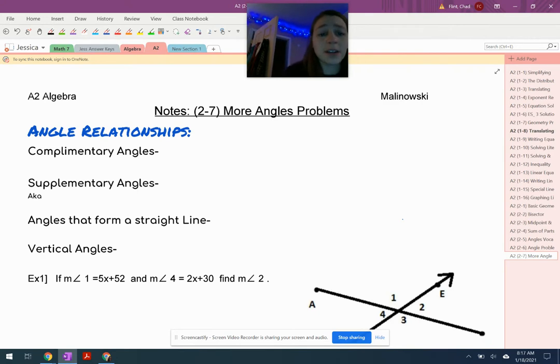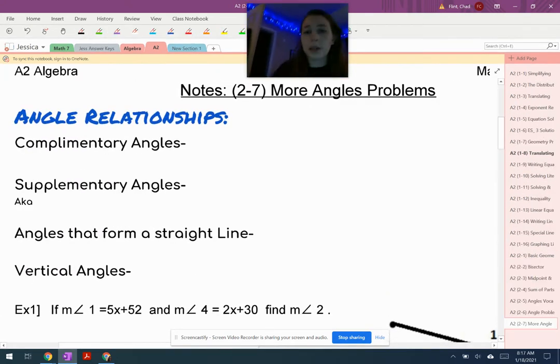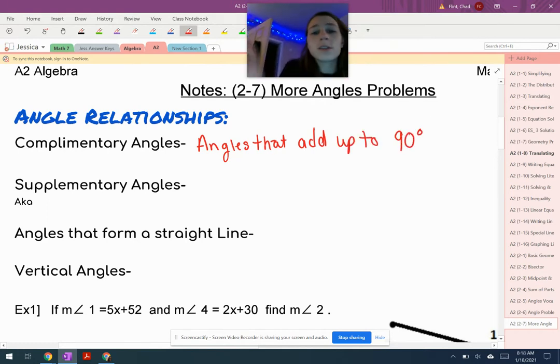So complementary angles. Complementary angles are angles that add up to 90 degrees. That key piece there, they add up to 90 degrees.